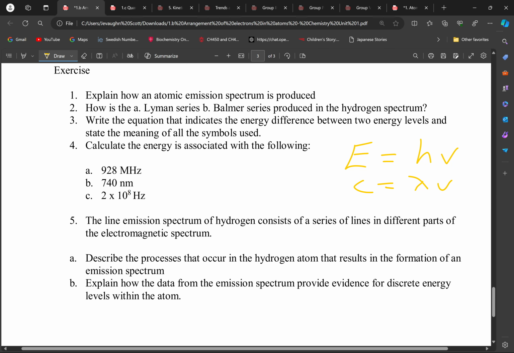Sir, what are the equations that indicate the energy difference between the two energy levels? Like, what are they talking about here? Like with the n1 and n2 series? Oh, they're asking about... Okay, hold on. You're seeing that number 3, which speaks about the difference in energy between the two energy levels, and state the meaning of the symbols. You're asking if that's specifically relating to what they said about the Lyman and Balmer series?